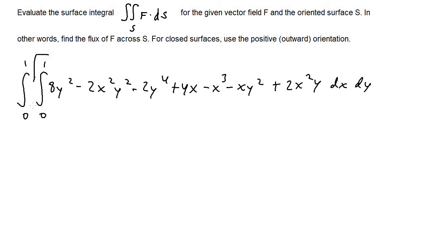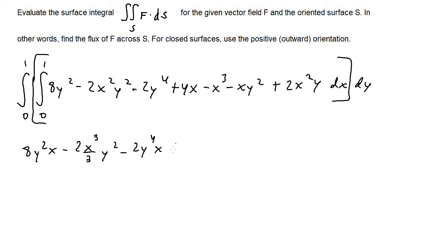So I'm going to evaluate the inner integral first, this time with respect to x. The integral of 8y squared with respect to x is going to be 8y squared times x. We have minus the integral of 2x squared y squared, which is 2x cubed over 3 times y squared, minus the integral of 2y to the fourth with respect to x, which is 2y to the fourth times x, plus the integral of 4x, which is going to be positive 2x squared, minus the integral of x cubed, x to the fourth over 4, minus the integral of xy squared, which is x squared over 2 times y squared, and then plus the integral of 2x squared y, which is going to be 2 over 3 x cubed times y.